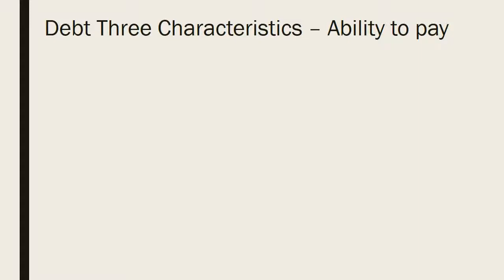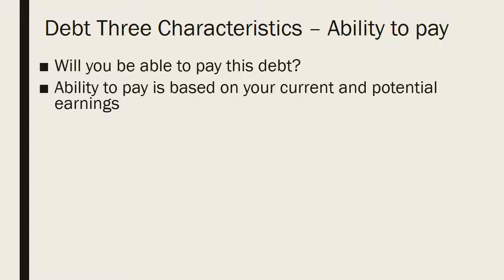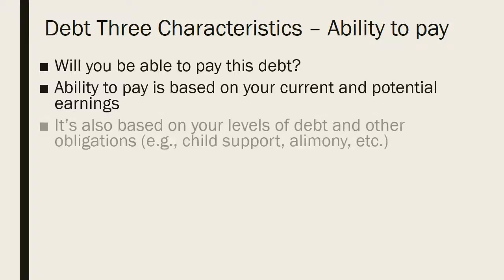We're diving in deeper on the first characteristic, the ability to pay. So, will I be able to pay back this money that you lent me? Well, that ability to pay is based off of how much money I make today, but also how much my income is going to be in the future. It's also based on my levels of debt and any other obligations that I would have in my life, like child support, alimony, etc.